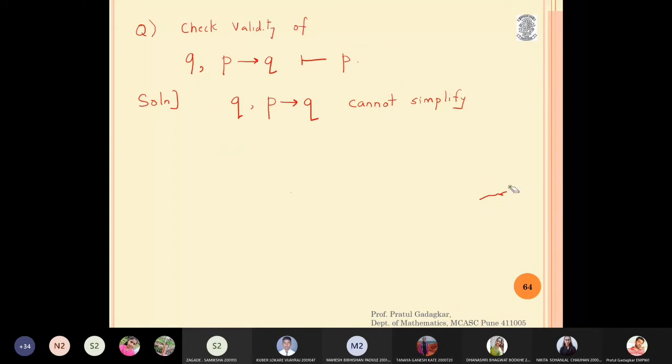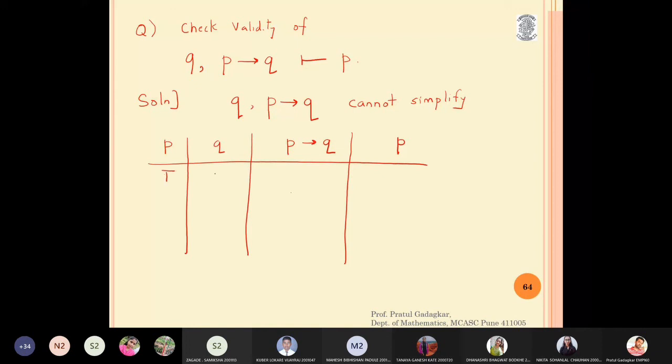So in that case, I will take the help of truth tables again. So I will say P, Q, P implies Q. These are the things needed. And what is the conclusion? The conclusion is again P. So these three things I will prepare. So true, true, false, false for Q. P implies Q is true, false, true, and true. And P I will write again: true, true, false, false. Out of these three columns, only the second and the third column are important for me. So I will remove this column. I will not pay attention to that column. These are the two assumptions. And this is the conclusion.